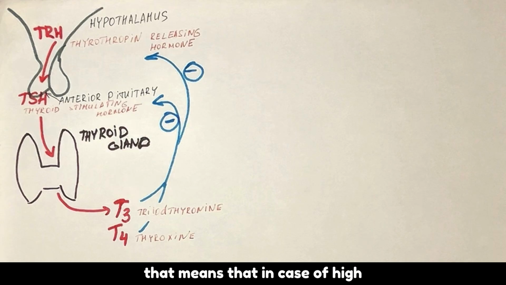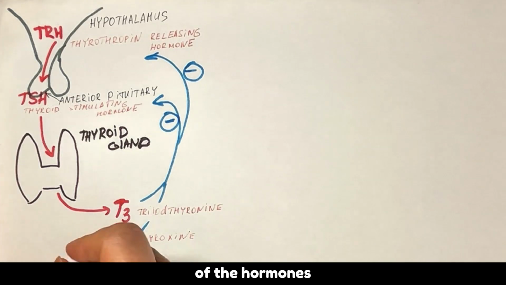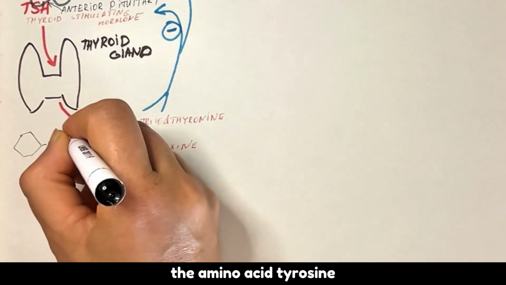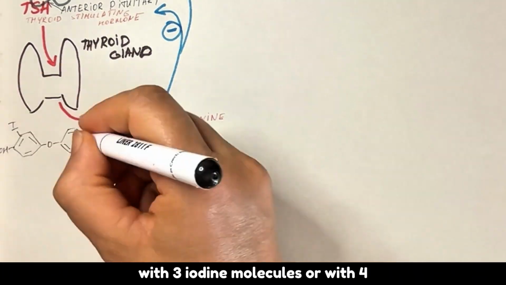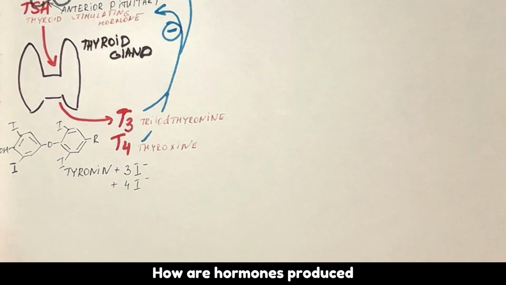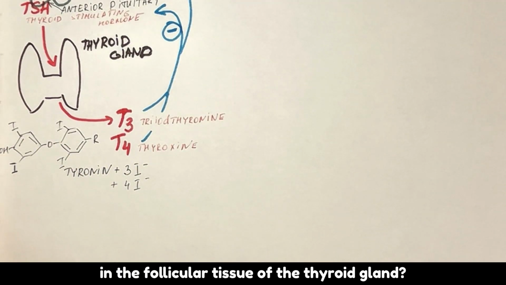That means that in case of high T3 and T4 concentration, these hormones decrease or block the secretion of TRH and TSH. As you can see from the names of the hormones, these are iodinated molecules of the amino acid tyrosine with 3 iodine atoms or with 4. How are hormones produced in the follicular tissue of the thyroid gland?